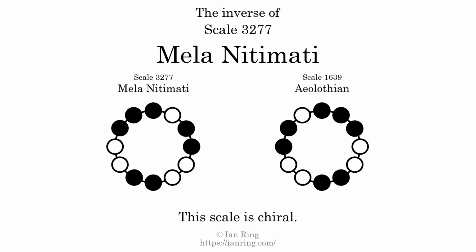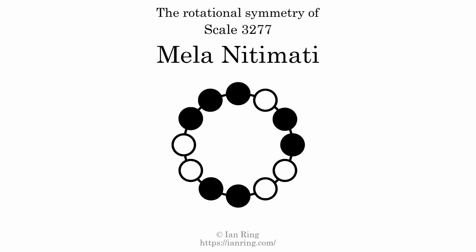The inverse of a scale is a mirror image. It is what you get when the sequence of intervals is reversed. The inverse of this scale is scale 1639, also known as Eolothian. This scale is chiral. It cannot transform into its inverse by rotational transformation. This scale has no rotational symmetry.